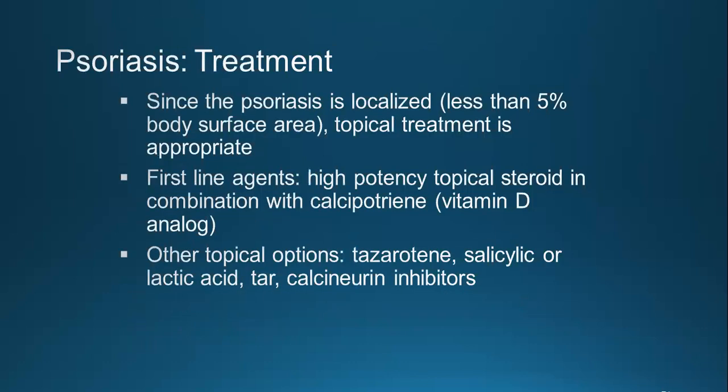Since the psoriasis is localized to less than 5% body area, topical treatment is appropriate. First line is high potency topical steroids in combination with calcipotriene, which is a vitamin D analog. Other topical options are tazarotene, salicylic or lactic acid, tar, and calcineurin inhibitors like tacrolimus.